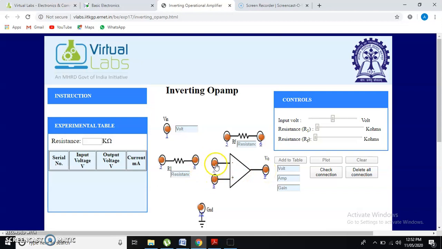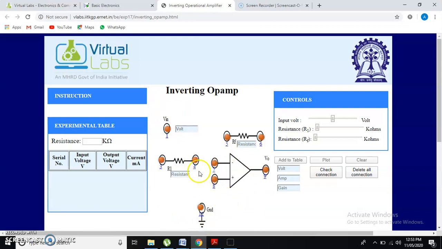To which pin actually the input is connected for an amplification, based on that we have two types of the amplifiers: inverting amplifier and a non-inverting amplifier. Here the components are separate. We have to join the components and then see the operation.